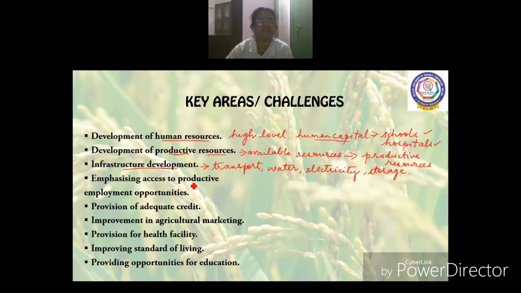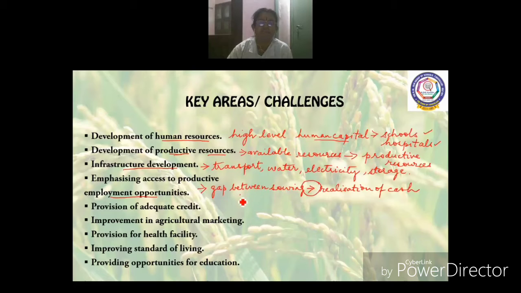The next is emphasizing access to productive employment opportunities. You know, there's a gap between sowing and harvesting. When you harvest, only then will you get realization of cash. Now this gap has to be filled; there might be a 6-month gap. During this period, the farmer doesn't have any employment. In such a case, the government can provide some employment to the farmer who is without any work and who doesn't have money, who is below the poverty line.